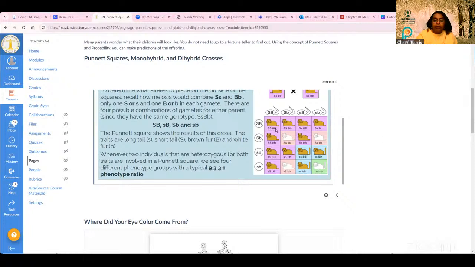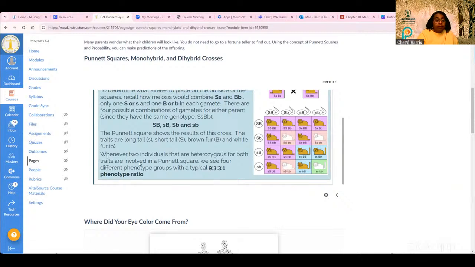Okay, so short tails are dominant, long tails are recessive. No, let me see, I said that the wrong way. White for brown, yeah. Short tail, yes. Short tail is dominant. Long tail is recessive. That's what I said. Okay.